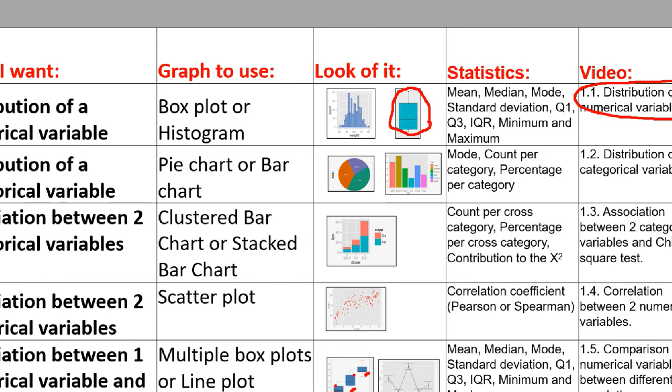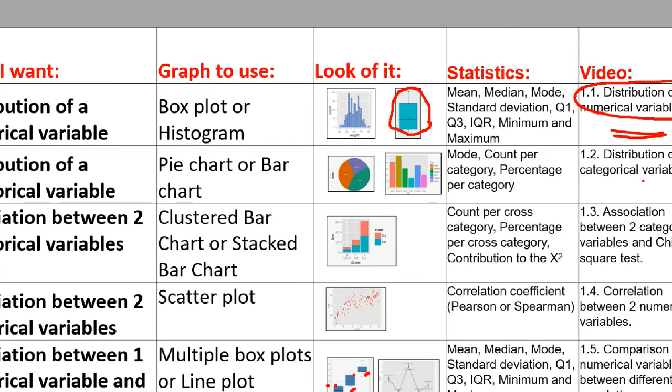By Q3, in fact, it means 75% of this group have their values below Q3, okay? We will see that again in distribution of a numerical variable. Q3 is 75% below Q3, 25% above Q3. Q1 is 25% below Q1 and 75% above Q1, okay? IQR is the interquartile range. So standard deviation, Q1, Q3, IQR, minimum and maximum.